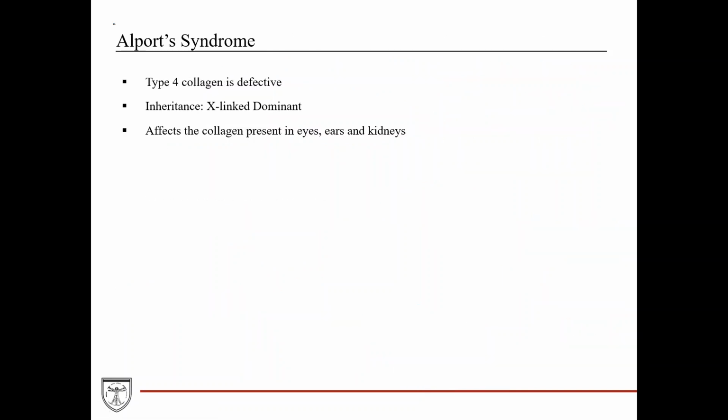So Alport syndrome is a disease where you have genes that are mutated on the X chromosome that lead to type 4 collagen being defective. And type 4 collagen is an important structural component, especially in what's called the basement membrane. This is an important structure in epithelial cells that are involved in absorptive processes. And you'll see where that's important on the next slide for the kidneys.